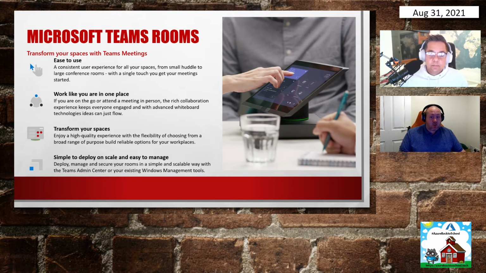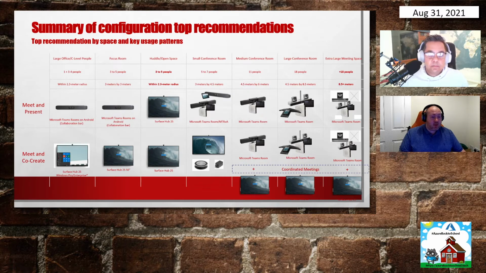So just a summary of some of the devices that are available, some of the configurations. Many different types of configurations. Meet and present, meet and co-create. Now, obviously, granted, Surface Hub, very expensive, Gucci toy. They are really good. We use one in the office quite a lot. I do like to doodle and do my whiteboards on it.